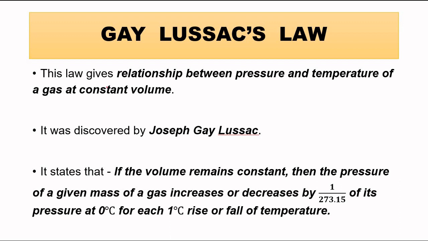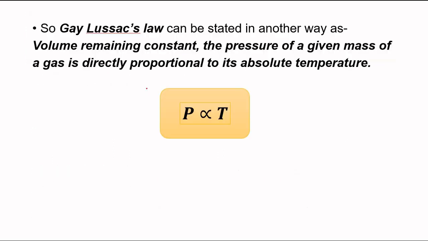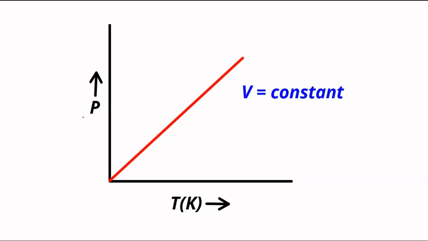Then we have Gay-Lussac's law. This gives the relationship between pressure and temperature at constant volume. So basically, at constant volume, the pressure of a given mass of gas is directly proportional to its absolute temperature, again measured in Kelvin. And this is the curve, pressure and temperature in Kelvin.